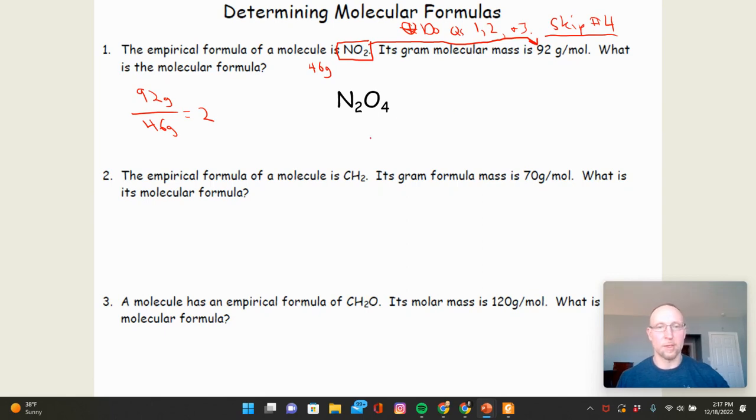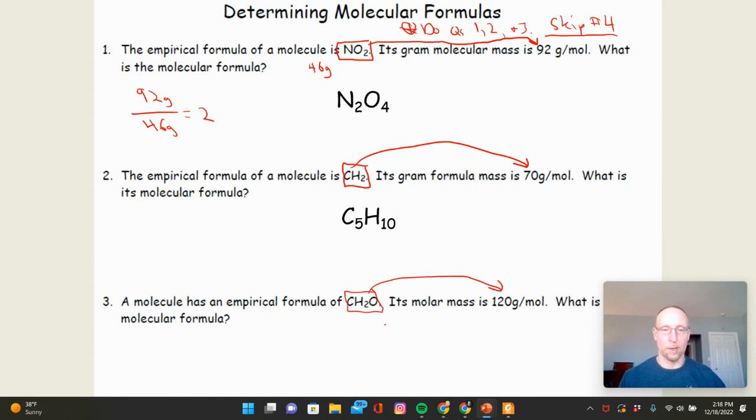Same thing with the second one. We see how much does CH2 weigh, and then how many times it goes into 70. So CH2 weighs 14 grams. 14 goes into 70 5 times, and we get C5H10, right? 1 and 2 times 5 brings me to 5 and 10, all right? And then the last one, again, same thing. How much does the building block weigh? And then how many times does it go into the mass of the whole thing, right? So in this case, we have 120 grams, and then CH2O weighs 30 grams. So 30 goes into 120 4 times. So we're left with C4H8O4, all right?